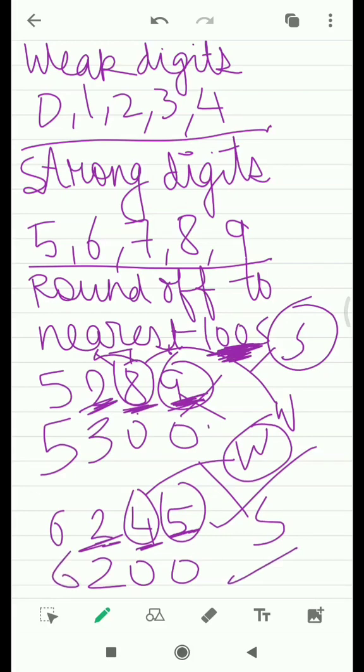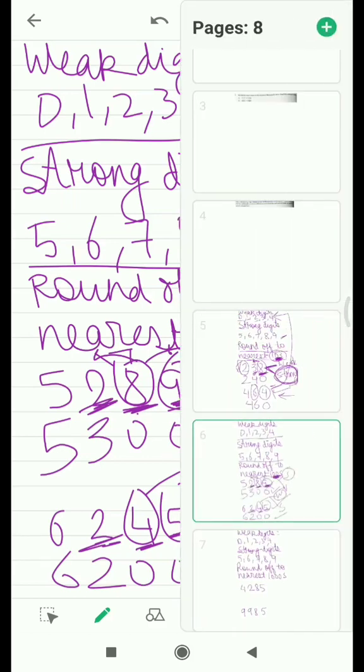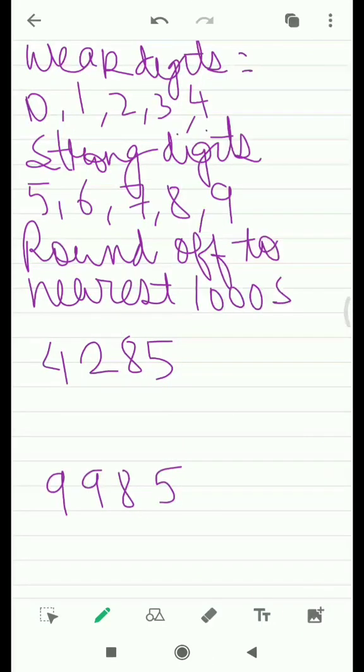सो ये आपके राउंड ऑफ करने के बाद नंबर्स आ गए. अभी हम डिस्कस करेंगे how to round off to nearest 1000. Same procedure has to be followed there as well. Okay. Next is again the same concept we have to use everywhere. Weak digits are from 0, 1, 2, 3, 4 and strong digits are from 5 till 9. Now round off to nearest thousands. You see in 1000 we have 3 zeros, right?